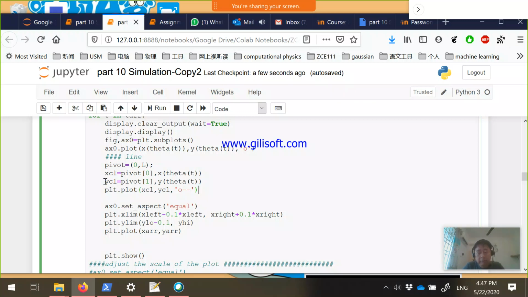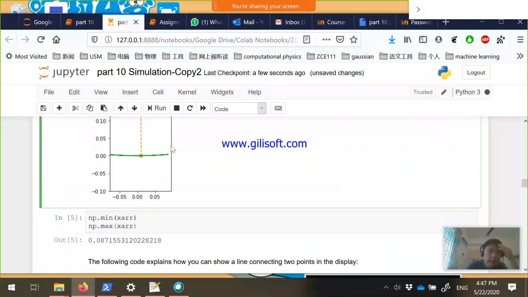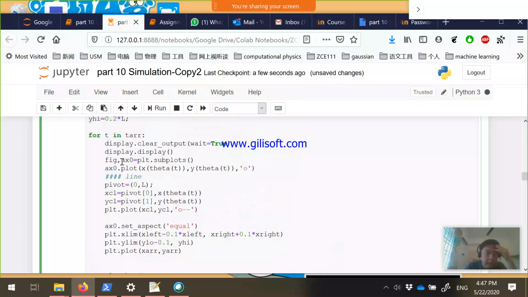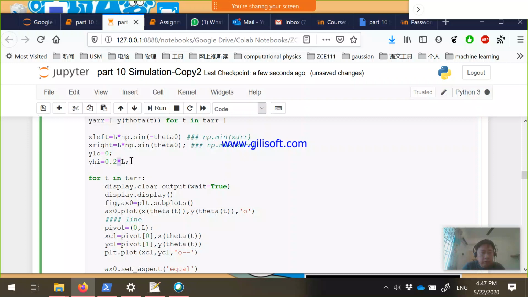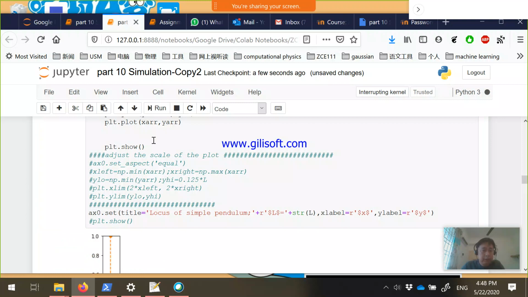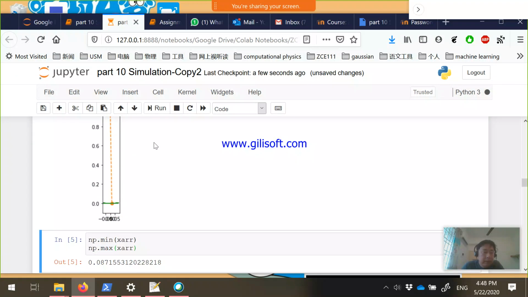Let's see if this is working. Let me stop this and then run it again. Okay, now I see something is happening. You see it is working, it is moving. I have a line that is moving. But I only display the y up to 0.2 L. So let me change it to see the whole picture. Maybe I just make this full L. Run it, stop it, and then run it. Okay, now it looks much better.